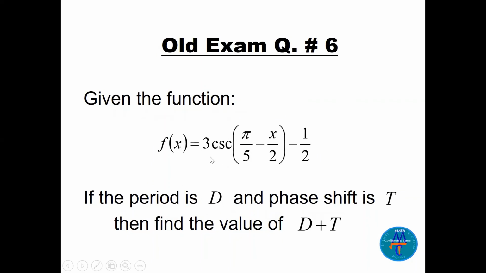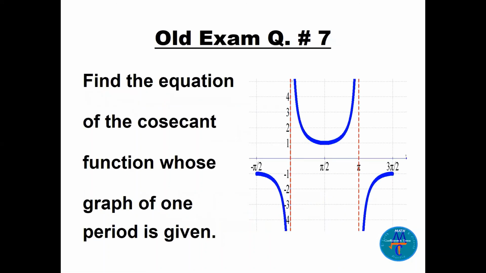Given this is a nice one: 3 cosecant pi over 5 minus x over 2 outside the bracket, minus half. If the period is capital D, you find the period by the formula, and the phase shift, which is small b, remember in the general we call it capital T here, phase shift. Find the value of D plus T. This is the equation of a cosecant function. Try to imagine it, see the period, and then find the equation.